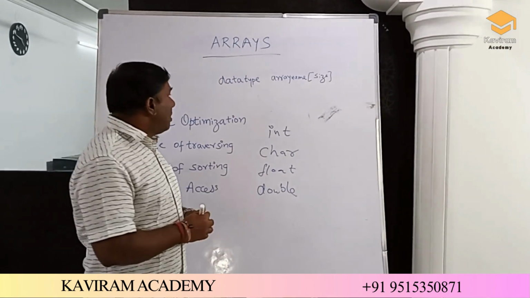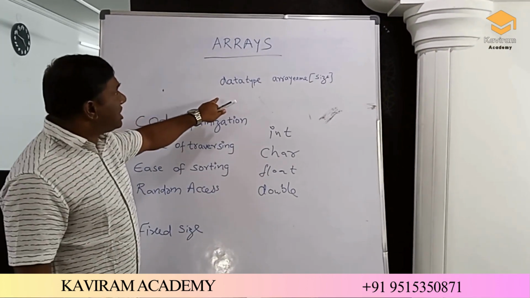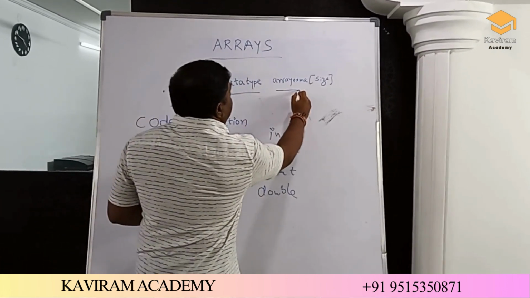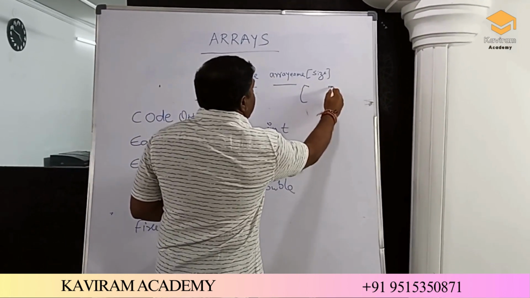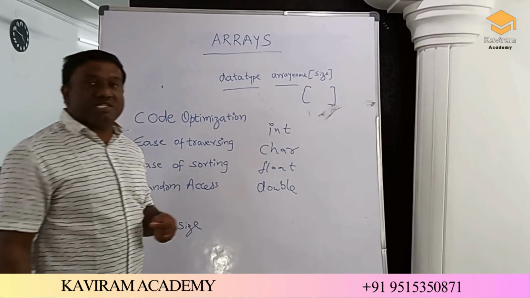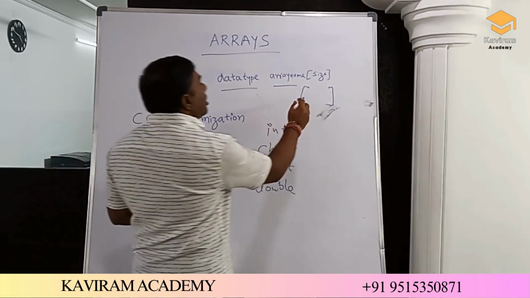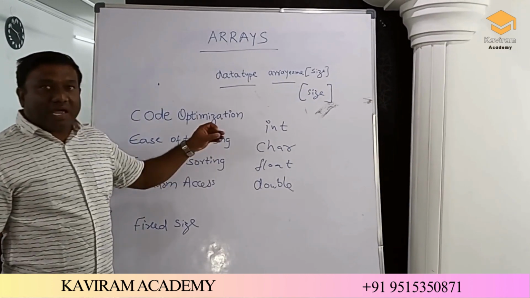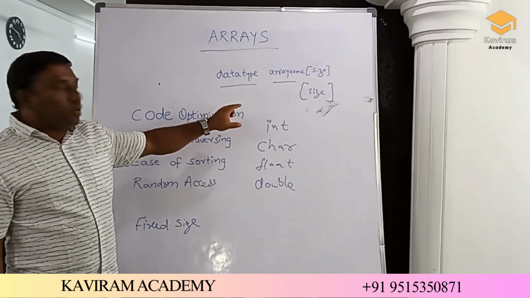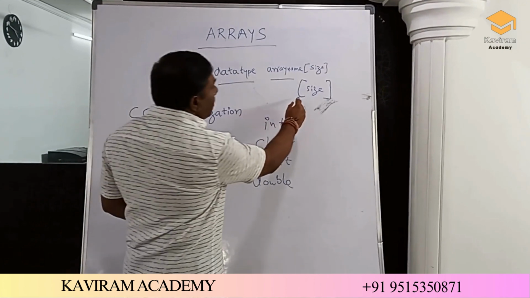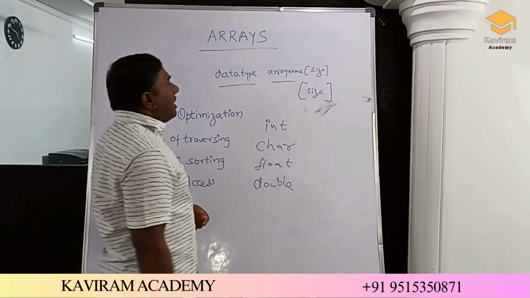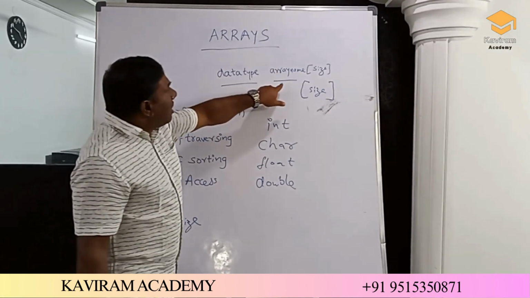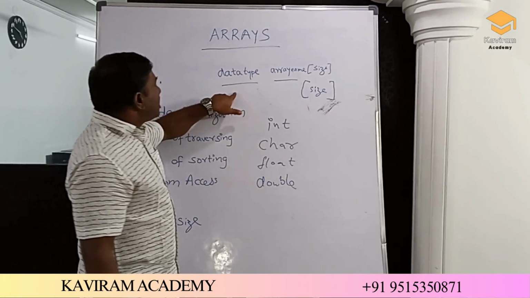For example, we are going to see the syntax for these arrays. The first is the data type, next the array name, and next this particular symbol, which represents arrays in the C language. And here we give the size for a particular array. Each and every array will have a different size. By seeing this symbol, your C compiler will understand that this is an array, this is the array name, and this is the data type.